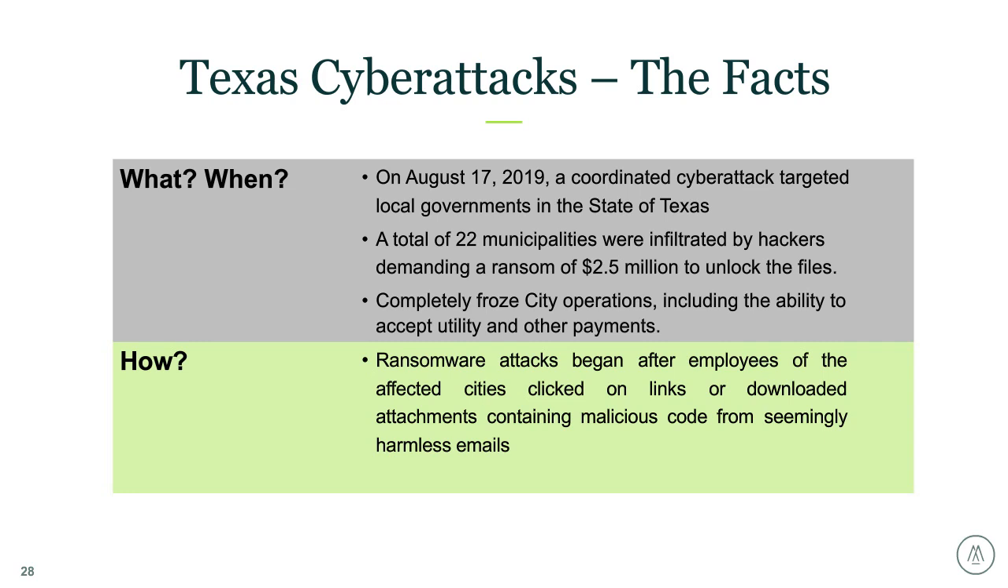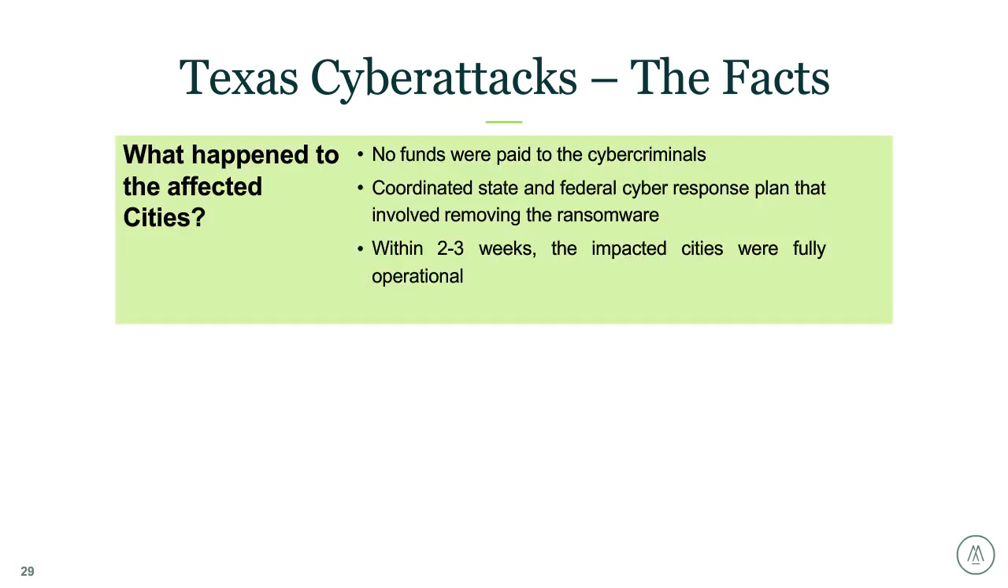Now, of the cities affected, some had entire departments completely frozen, including their ability to accept utility billing and other types of payments. The hackers also had access to sensitive customer information that was housed within the utility billing system, which really further puts the city at risk. You know, how did they gain access to the IT systems? Well, they were able to get in once employees at the affected governments clicked on a malicious email link or downloaded an attachment. Now, not all of the 22 cities had employees who clicked on the link, so some cities were actually more impacted than others in this attack.